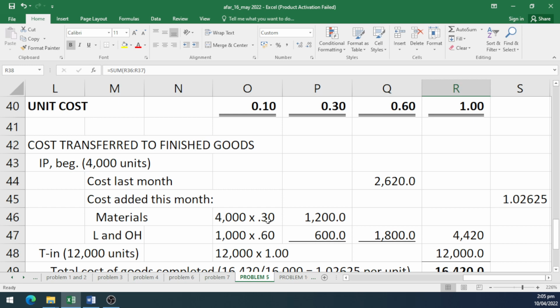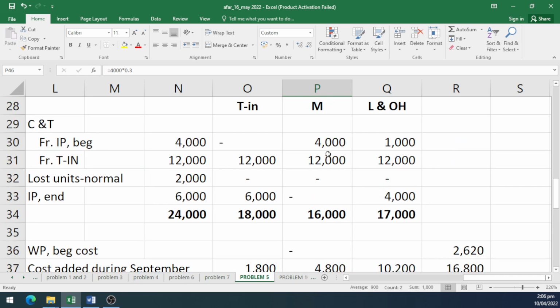Yung units completed, dalawang blocks yun. Galing sa IP beginning, 4,000 units, na mayroong cost last month na 2,620. Tinapos yan ngayon, cost added to it, materials, 4,000 times 0.312. And labor and overhead, 1,000 times 0.6. Base nyo lang dun sa EUP na kinumpute natin kanina. Ito po yan, 4,000 and 1,000.